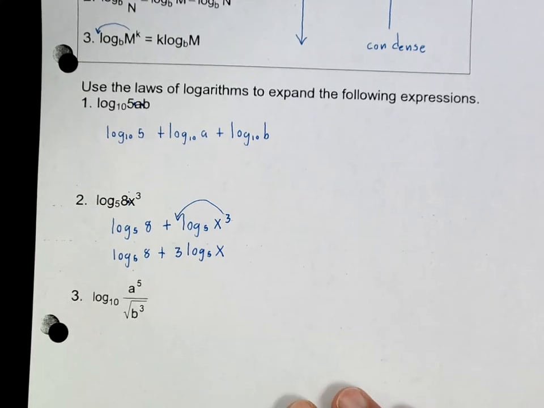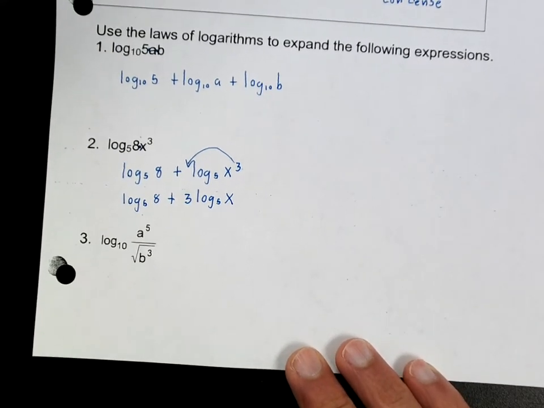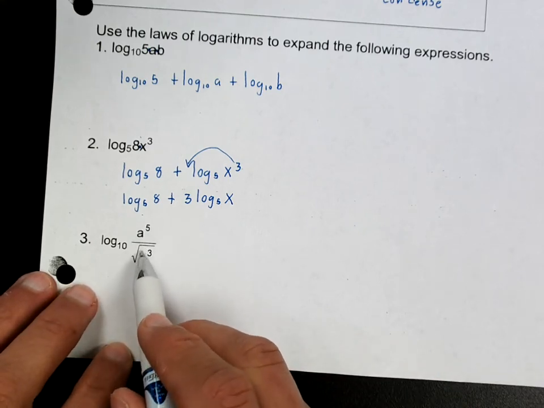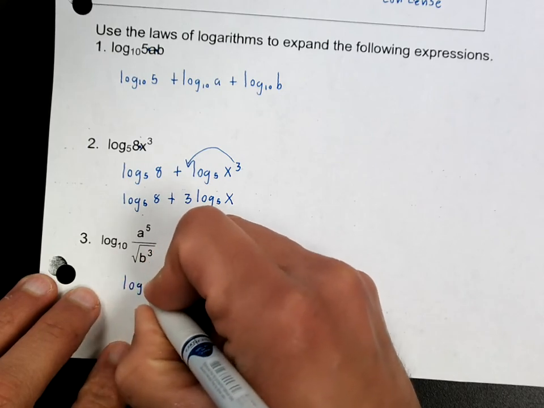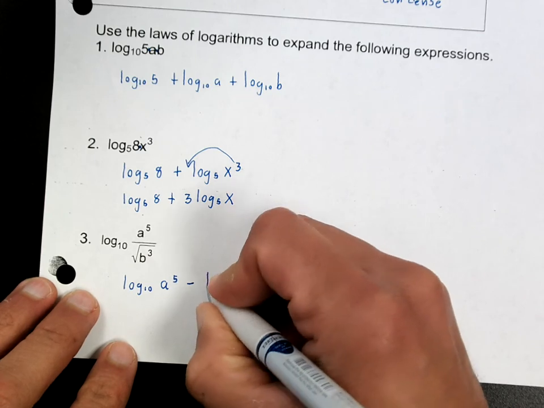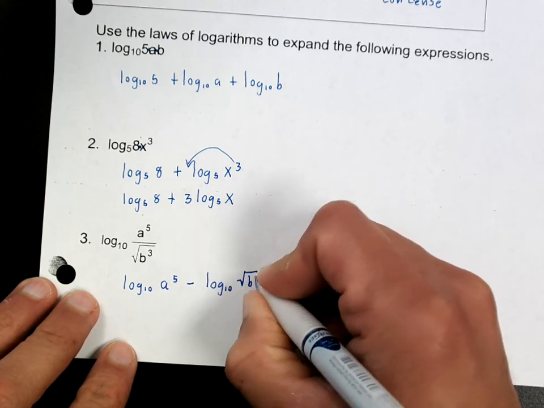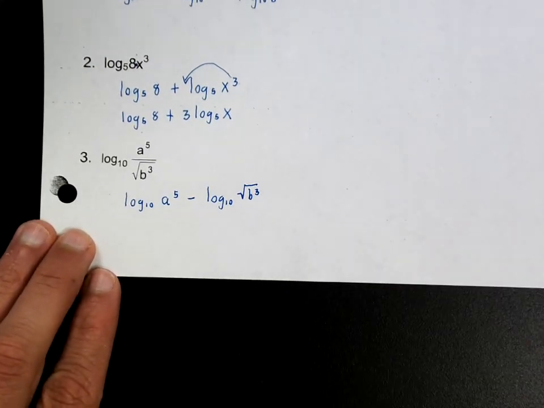Now, this last one looks a little difficult. So you have to, again, follow the rules from the top to the bottom. Rule number 2, or law number 2, says that if you divide, you can subtract. So that's the one I'm doing first. So I have log base 10 of a to the 5th minus log base 10 of the square root of b cubed. Are you with me?